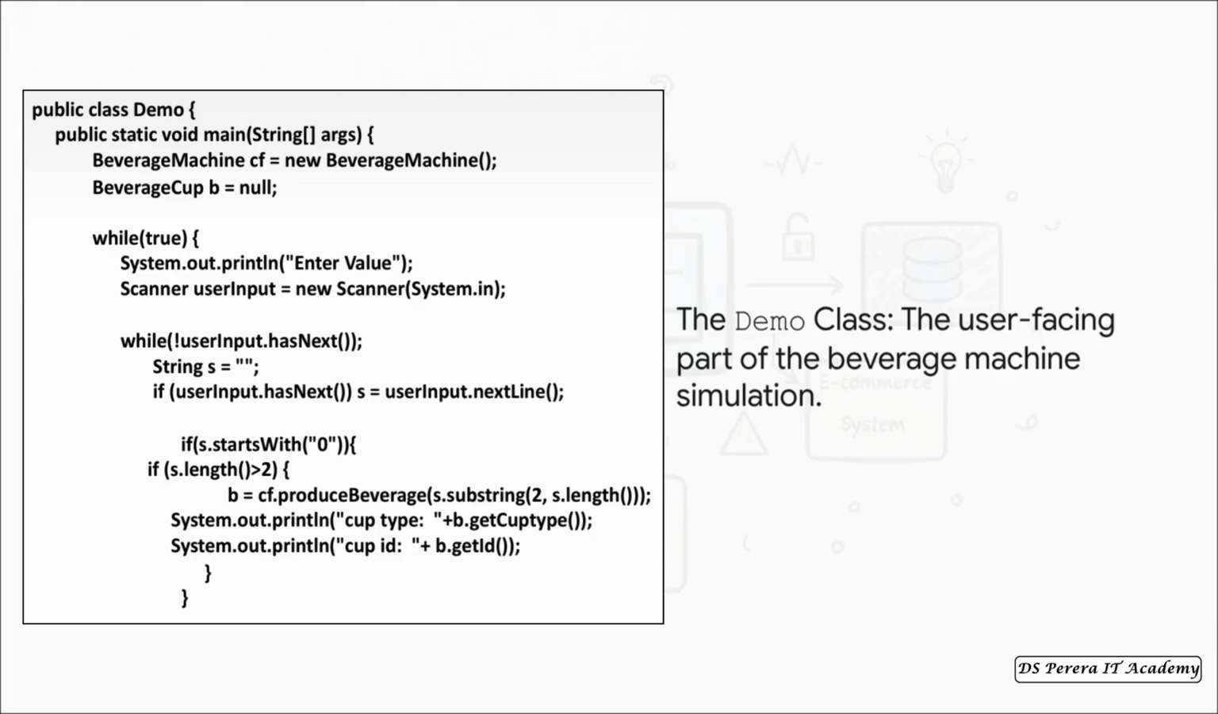Because the variable B is of type beverage cup, so the compiler itself doesn't know for sure if it has a checkCalorie method. The cast is us telling the compiler, don't worry, I've already checked, I promise this object is checkable.